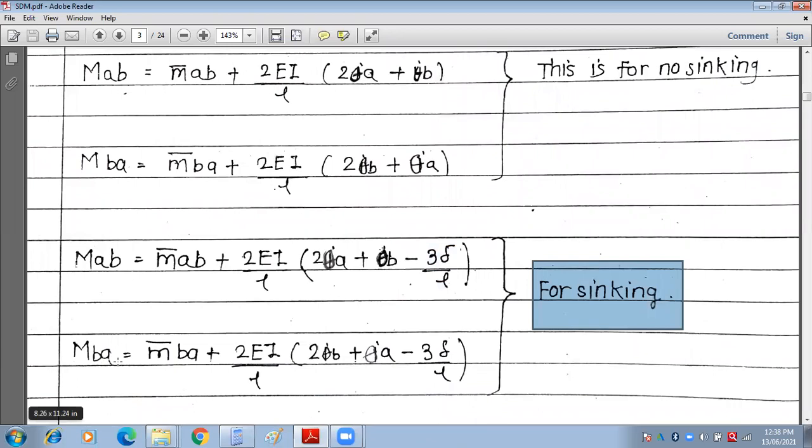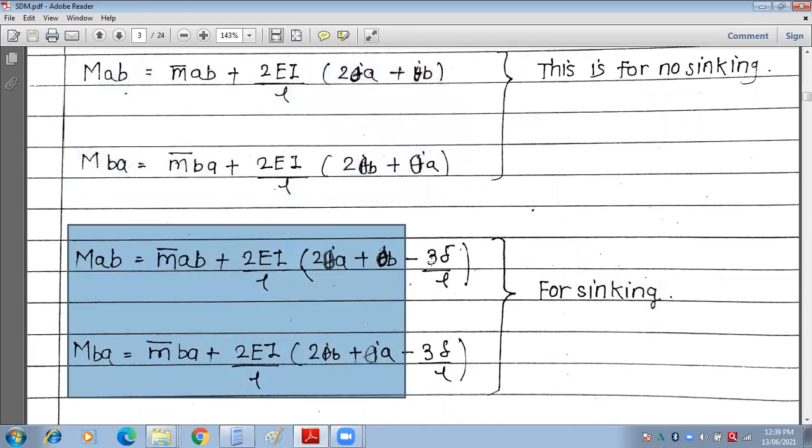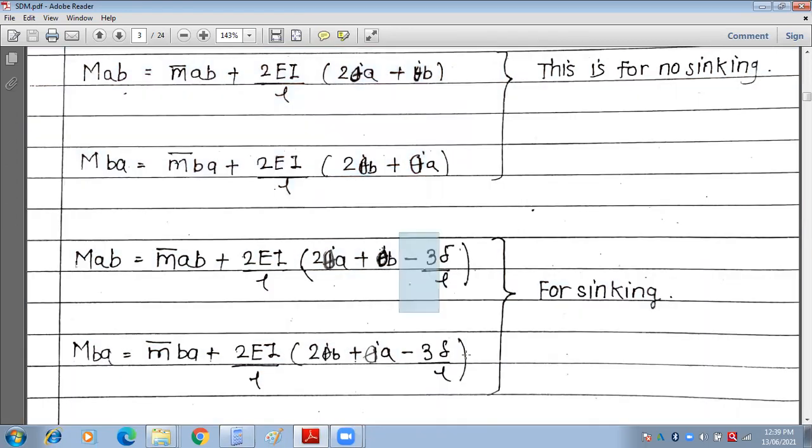Similarly, MBA is equal to fixed end moment BA plus twice EI upon L into bracket 2 theta B plus theta A minus 3 delta upon L. This additional term is again considered for the sinking of support. The above formula is the same as the earlier one, only this additional term we have to consider for the sinking of support.